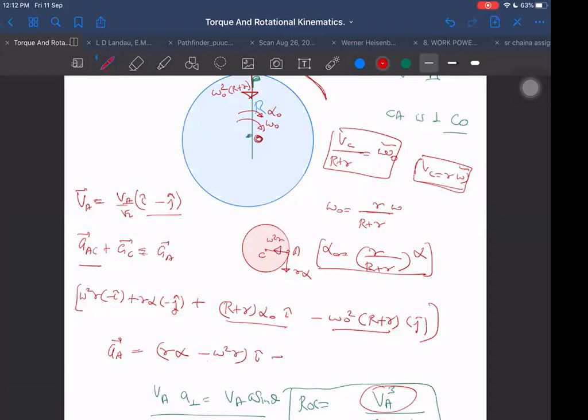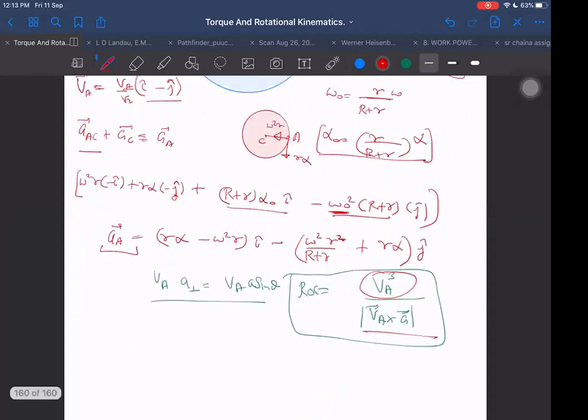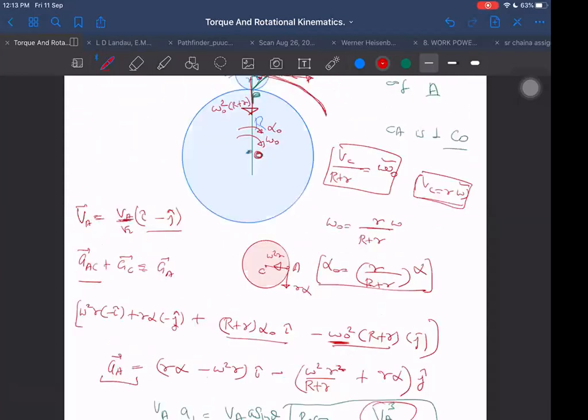In omega naught I have to convert omega to get omega square, r square by R plus r. So it is minus omega square r square upon R plus r, plus r alpha into j cap. That is the acceleration of A. What was the velocity of A? We already found it somewhere. The velocity of A was VA by root 2 into (i minus j).